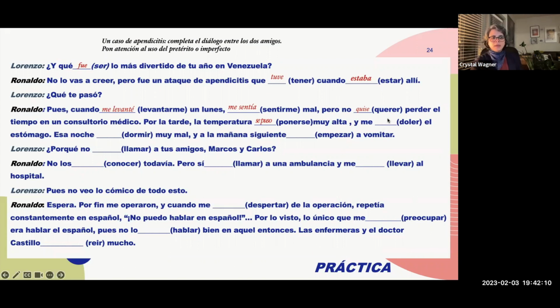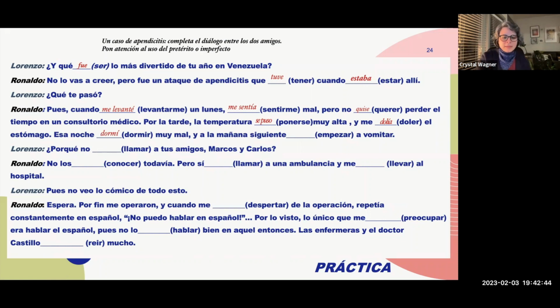Y me doler, right? Now, this is going to be the imperfect because we don't know, first of all, how long did his stomach hurt? Me dolía el estómago, right? But more than that, we also have to think about the fact that this is a description of his physical state, okay? So, esa noche, now I have a specific reference to time once more, so pretérito. Esa noche dormí muy mal.